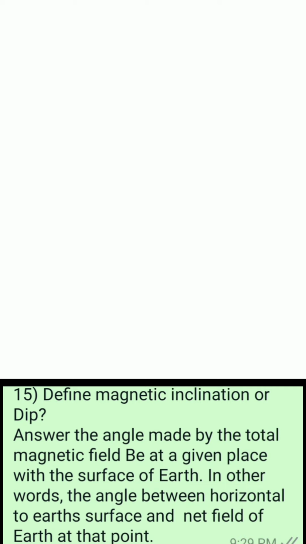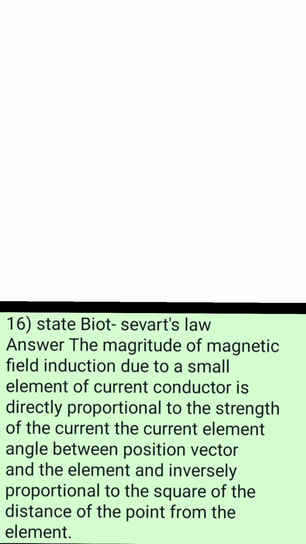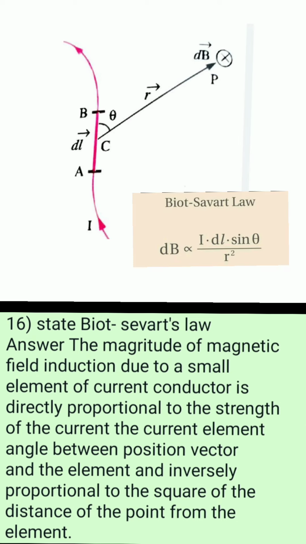17. State Biot-Savart's law. Answer. The magnitude of magnetic field induction due to a small element of current conductor is directly proportional to the strength of the current element and the sine of the angle between position vector and the element, and inversely proportional to the square of the distance of the point from the element.